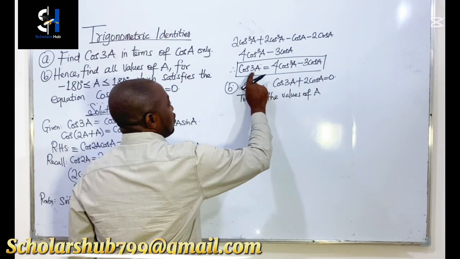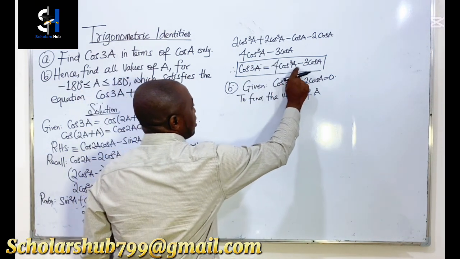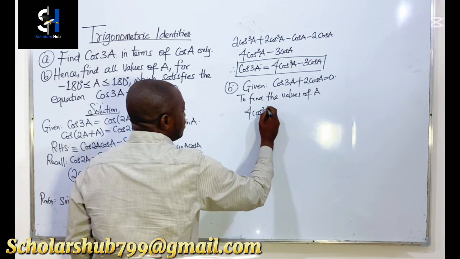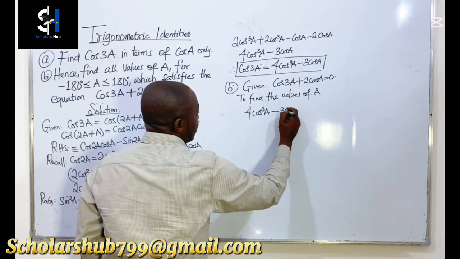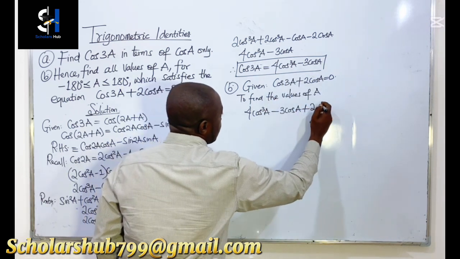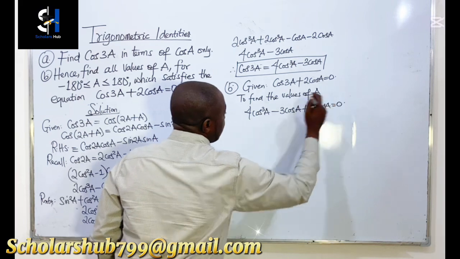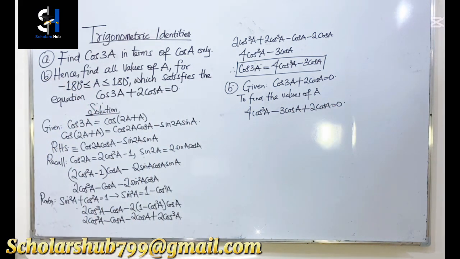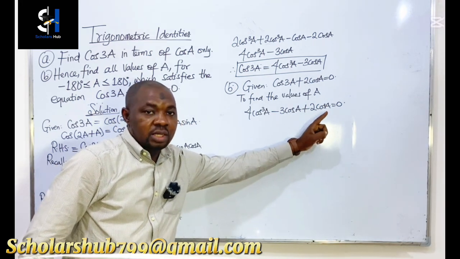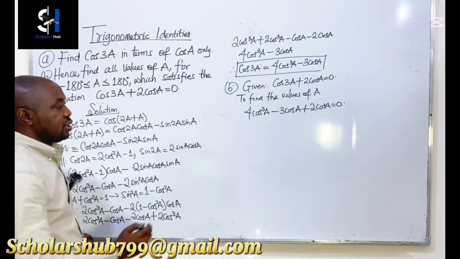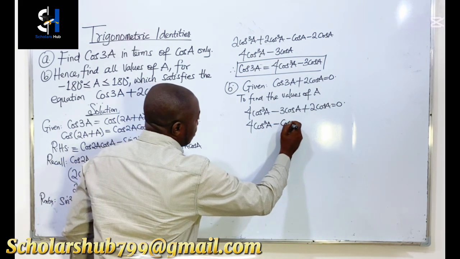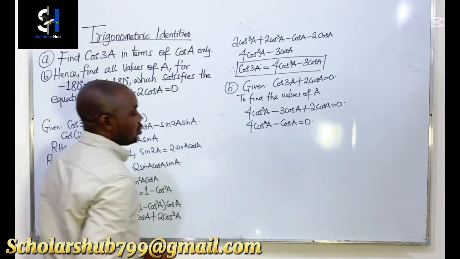we know from here that cos3A is 4 cos³A minus 3 cosA. So that will be 4 cos³A negative 3 cosA, that's for cos3A, then plus 2 cosA, and everything is equal to 0. Here we have minus 3 cosA plus 2 cosA, that will be negative 1 cosA. So this will be 4 cos³A negative cosA equals 0.